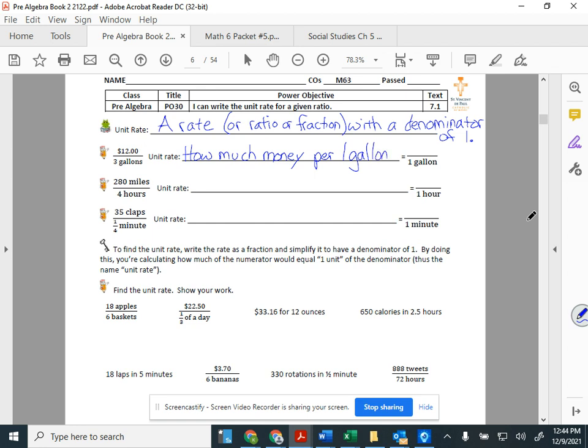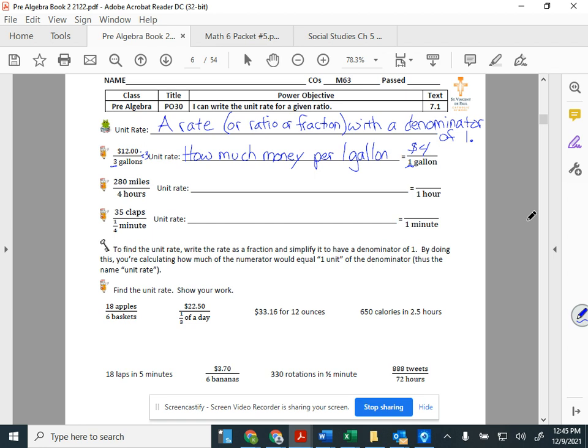So if we look, what are we doing to go from the 3 down to a 1? We're dividing it by 3. So whatever we do to that denominator, we have to do to our numerator. So how much money would 1 gallon be, Grace? $4. Because $12 divided by our 3 gives us that 4. So to find that unit rate, you have to set the denominator down to 1, and then whatever you did to the denominator, you have to do to your numerator.